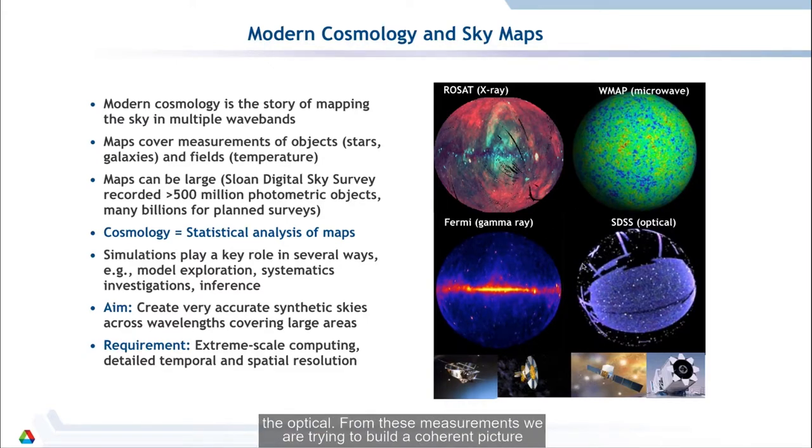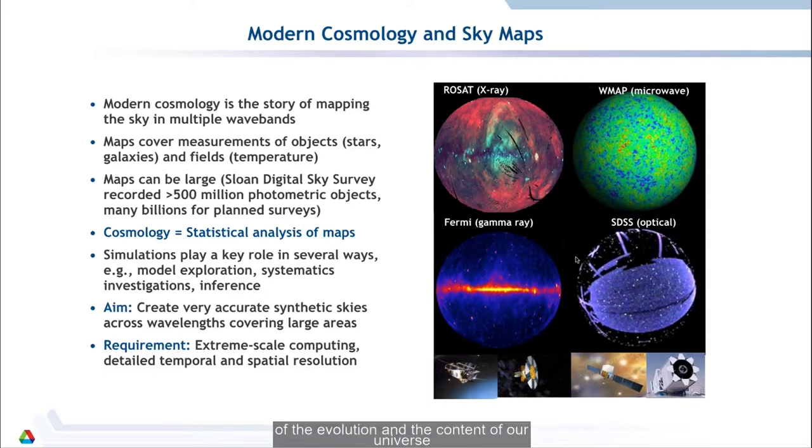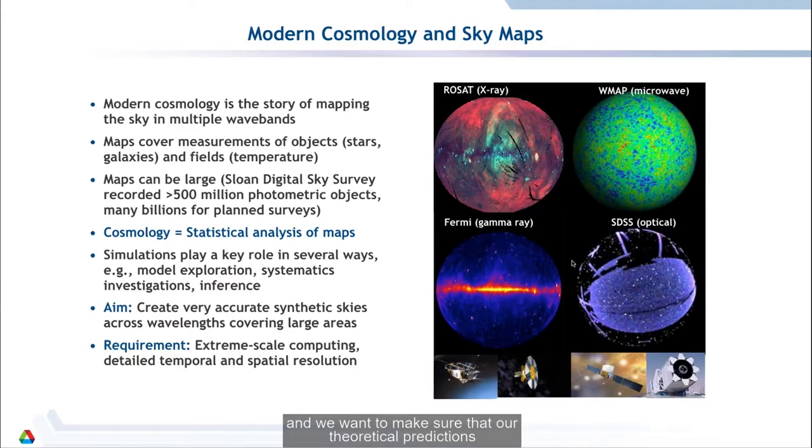From these measurements, we are trying to build a coherent picture of the evolution and the content of our universe, and we want to make sure that our theoretical predictions actually agree with what we observe with our big telescopes from the ground and from space. These maps cover measurements of objects, stars and galaxies, as well as fields like temperatures, for example, in this X-ray map here. Maps can be very large. The Sloan Digital Sky Survey, which you see down here, the optical map, recorded more than 500 million photometric objects. Upcoming surveys are going to record billions of objects to study the universe.